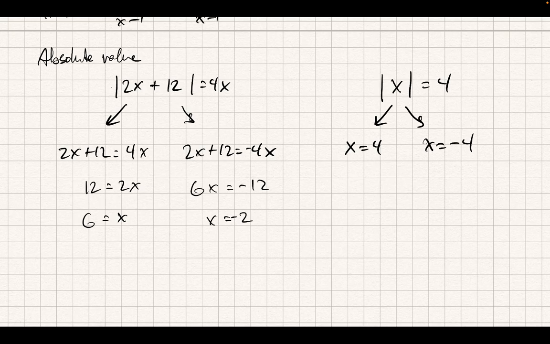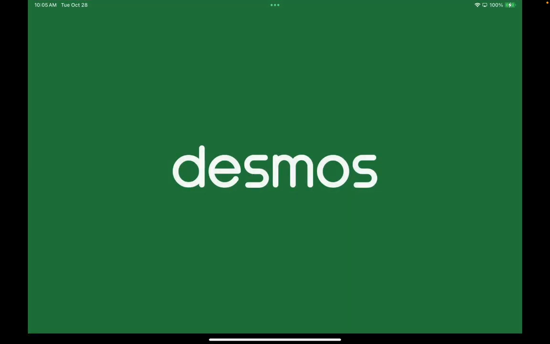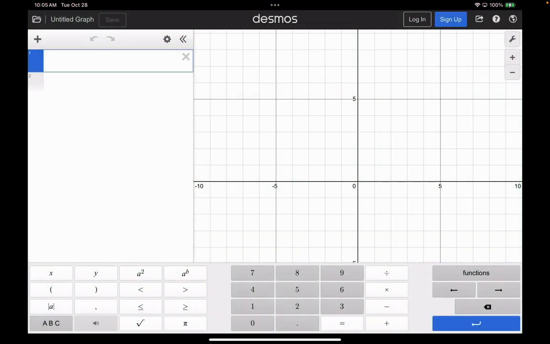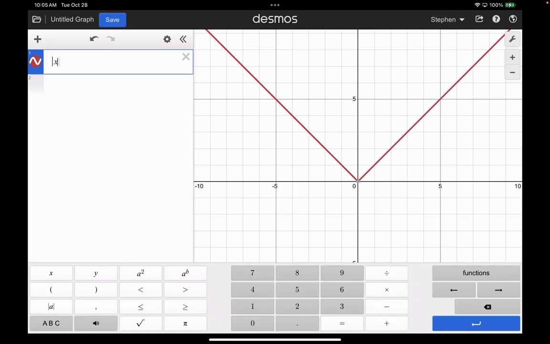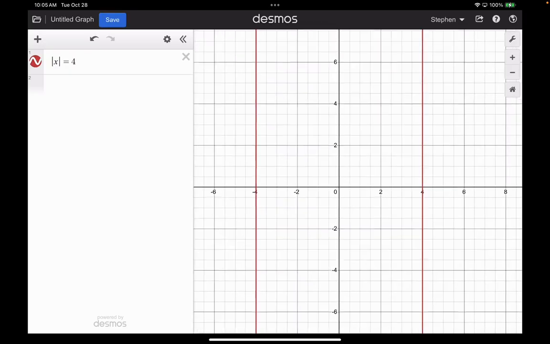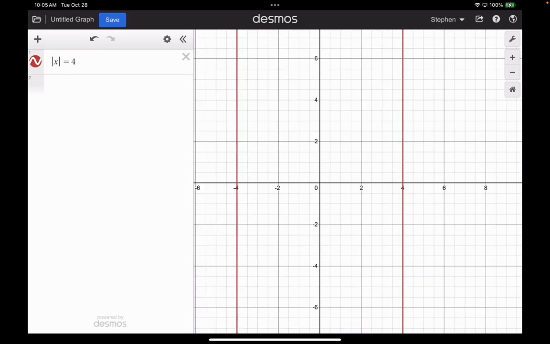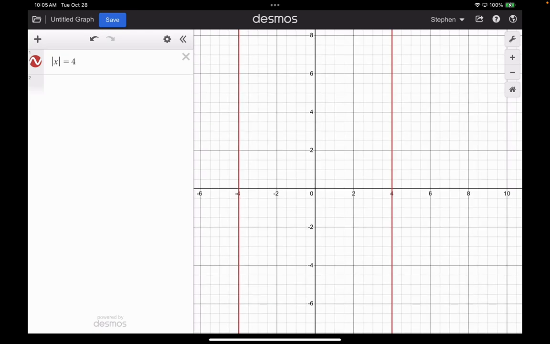So let's take a look at Desmos and see what the graph of this looks like. I'm going to do my simpler version first. Absolute value of x equals 4. It's 4 and negative 4. So anytime x is 4 or negative 4, that's the value I get.